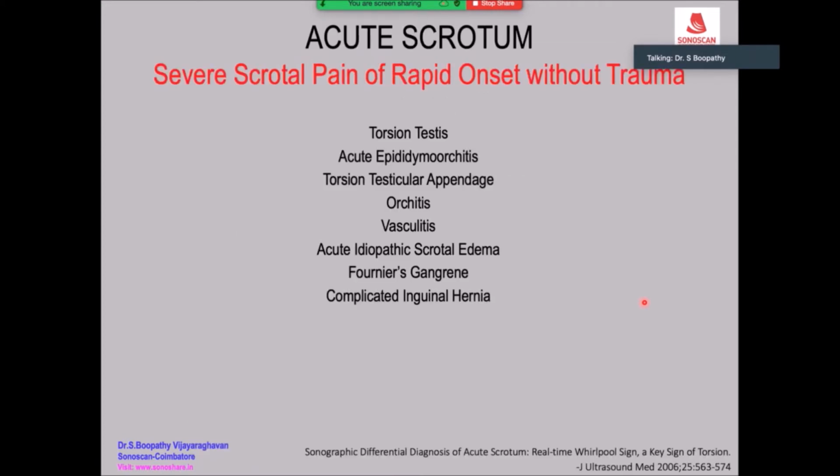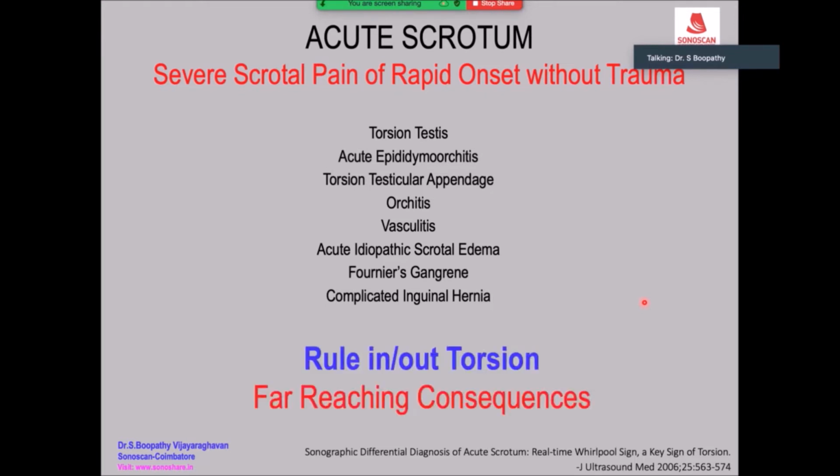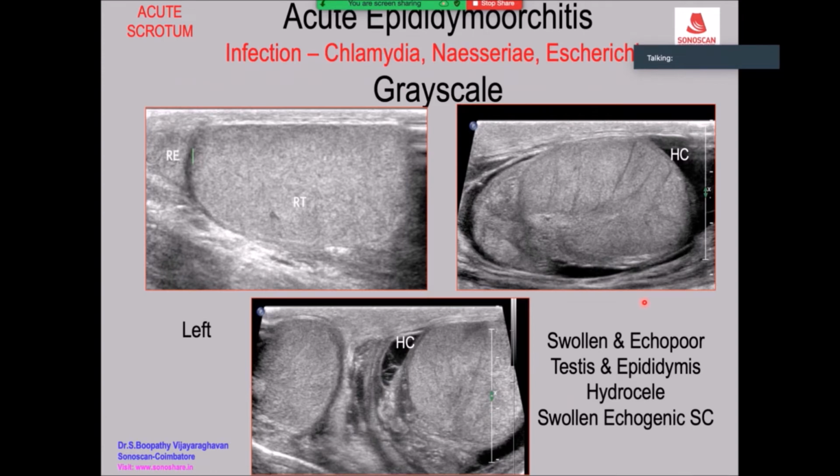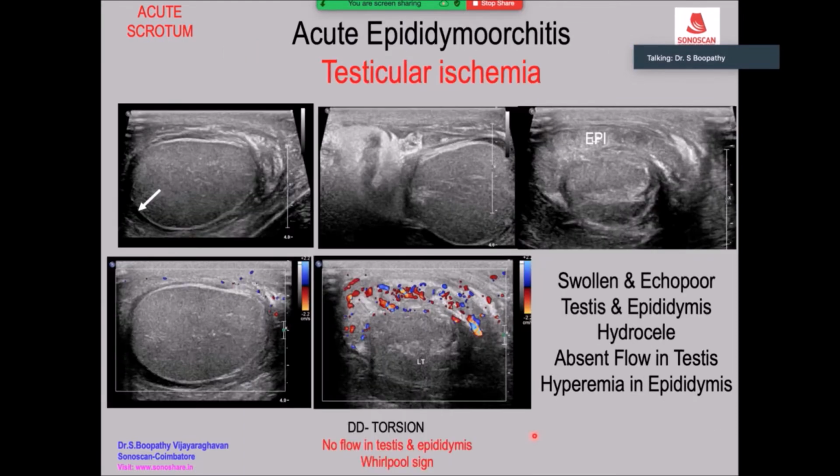It can present as acute scrotum. But the main objective is to rule in or rule out torsion. Why? Because of far-reaching consequences if it is torsion rather than any other condition. So the first common condition is acute epididymo-orchitis, an infective pathology caused by organisms such as chlamydia, Neisseria or Escherichia. Differentiate.